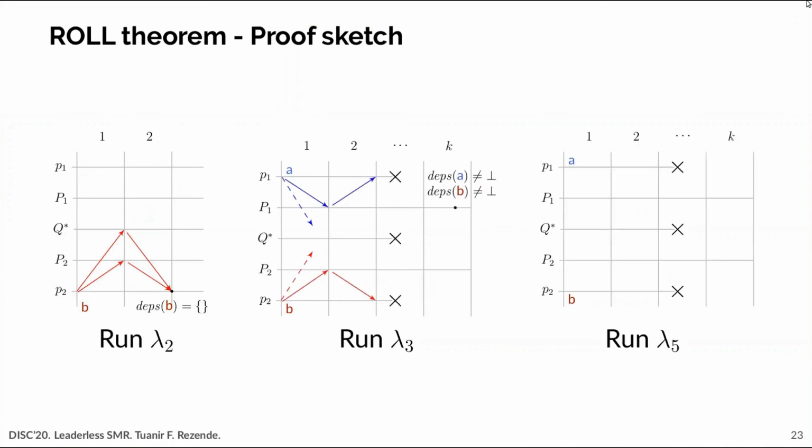And in this argument, we have that a process P in lambda3 decides that the dependence of B is an empty set. So in the end, we have that in lambda3, both the dependencies of A and B are set to empty, which is where we reach our contradiction, since this is harming the consistency property of leaderless SMR. The commands are non-commuting, so they should observe each other.